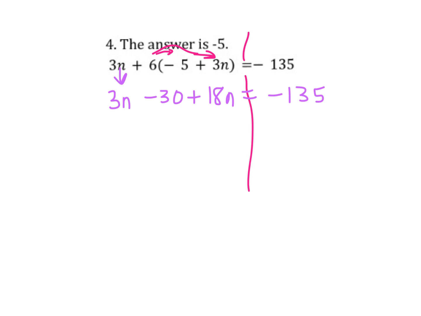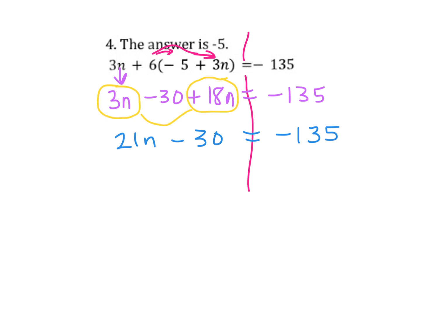Now we look to see if there's any like terms on the same side, which there is. We have 3n and 18n, and they're on the same side of the equation, so I can just add those together. So that becomes 21n, and then we still have the minus 30, and set that equal to 135. Okay, now we're here at our two-step equation, so we should know what to do from here. Here's our variable, so we want to clear out this 30 next, add 30 to both sides.